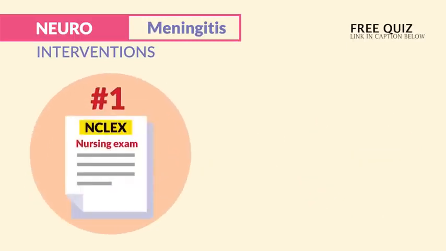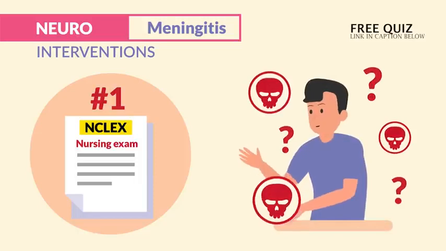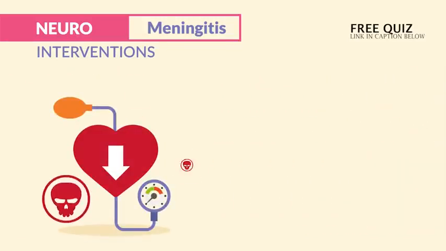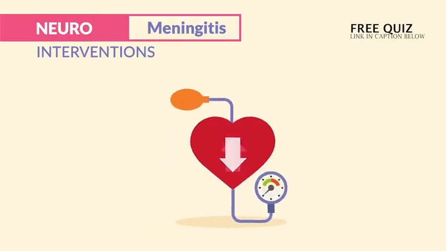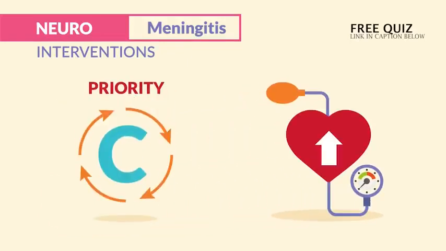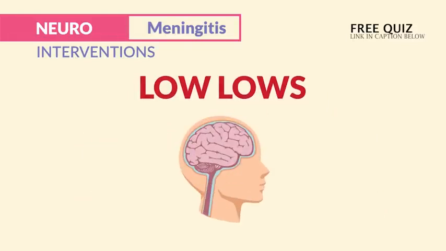Now, the NCLEX and nursing exam are all about prioritization. So just think, what kills the client first? That low blood pressure will kill, and this is prioritization in terms of ABCs. Since C is circulation, that client needs a bolus of normal saline to bump up that blood pressure. This is priority.